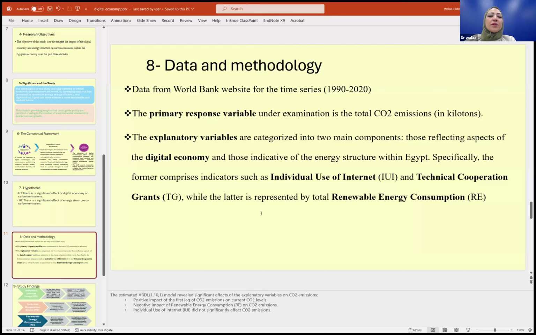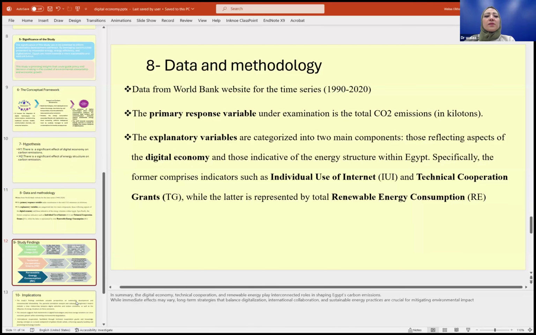The primary response variable under examination is total carbon emission in kilotons. The explanatory variables are categorized into two main components. The first one, those reflecting aspects of the digital economy, and those indicative of the energy structure within Egypt. Specifically, the former comprises indicators such as individual use of internet and technical cooperation grants, while the latter is represented by the total renewable energy consumption.